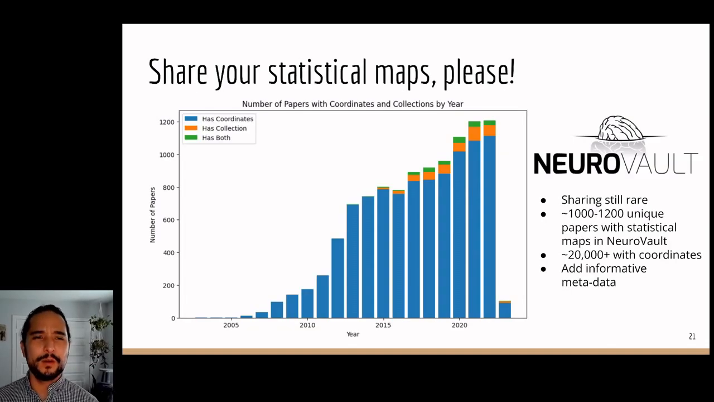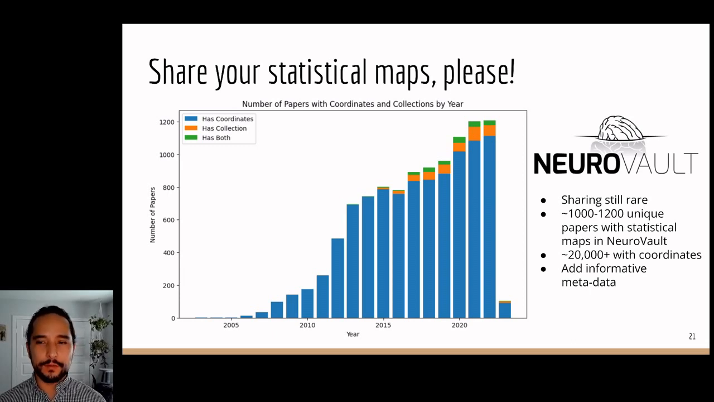So I guess the question is, why did I tell you that we're mostly going to focus on CBMA and not IBMA? The reason is that unfortunately, although there are places to deposit your statistical maps, for example NeuroVault, which is a repository of statistical maps for published papers, the vast majority of papers still only report coordinates. Only a small proportion of studies actually deposit their original statistical maps onto a repository where researchers can access them. As a result, right now I estimate that we have around 1,000 to 1,200 unique papers with statistical maps shared, whereas we can get access to around 20,000 or more papers that have coordinate tables.